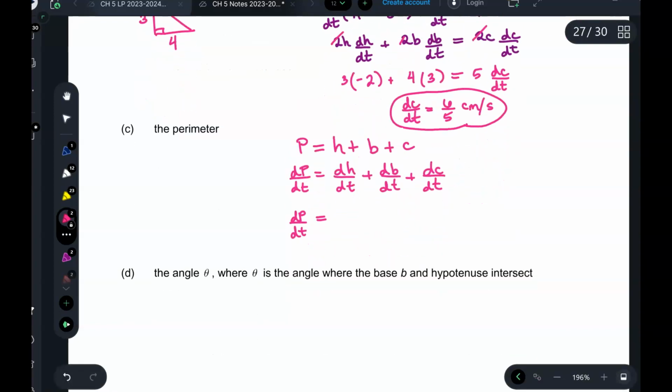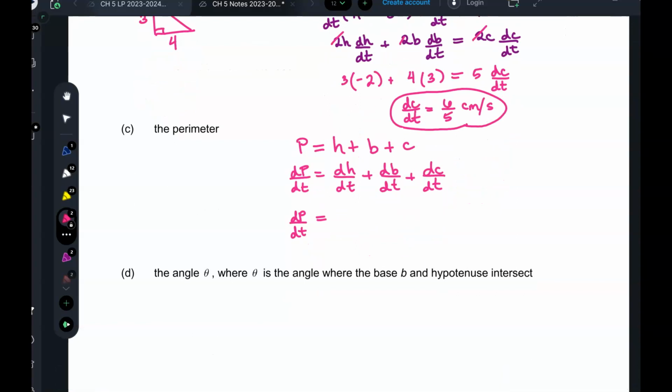What was dH dt? Negative 2. dB dt is 3. And we just solved for dC dt, so it's 11 over 5 centimeters per second. This is going to be the simplest because we're just plugging in numbers.